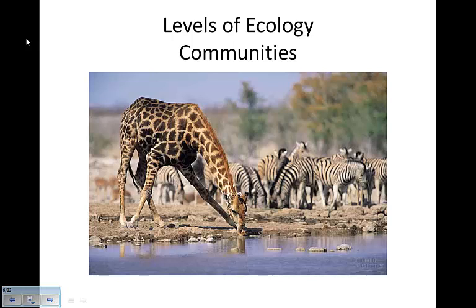At this level we're looking at things like predation, competition, symbiosis. Predation meaning predator-prey, something feeding on something else, attacking something else. Competition, two things fighting over the same thing. And symbiosis, so you can have mutualism, commensalism, parasitism, and we'll look at those coming up. So we'll look at those different relationships there.